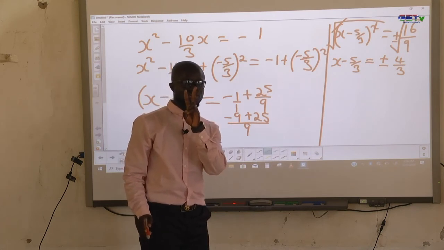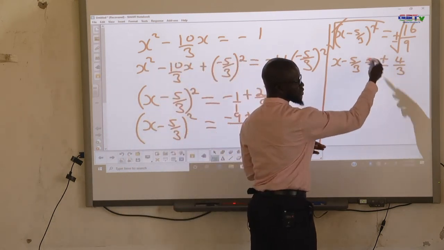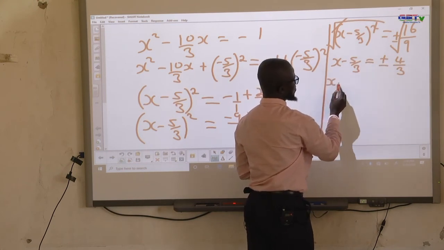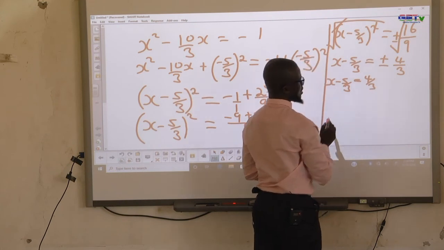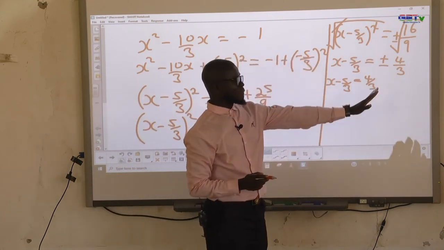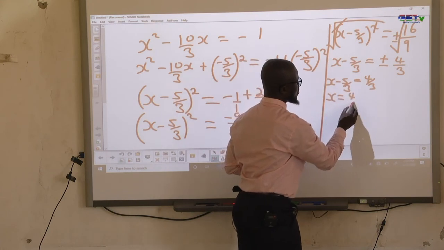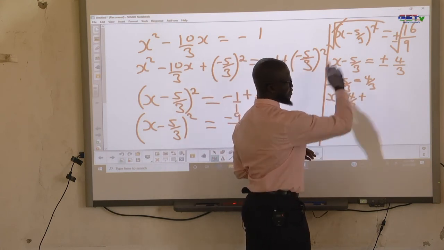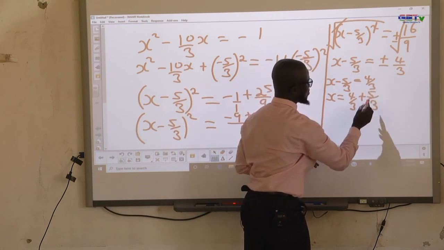No. Remember, we need two values of x. So we are going to use these signs one after the other. x minus 5 over 3 equals to 4 over 3. In collecting like terms, x will be equals to 4 over 3 plus, because if you transpose the 5 over 3, it will change sign to positive, and that will give us 5 over 3.